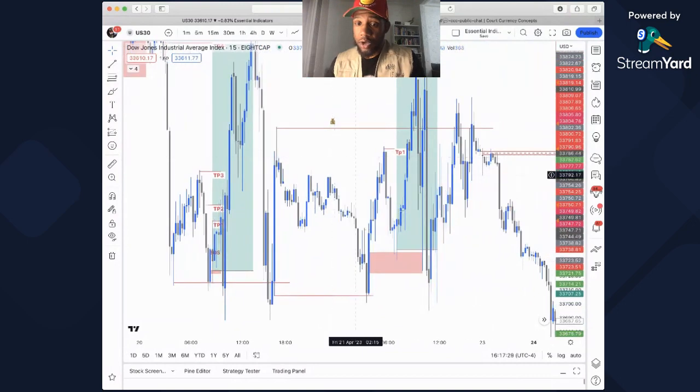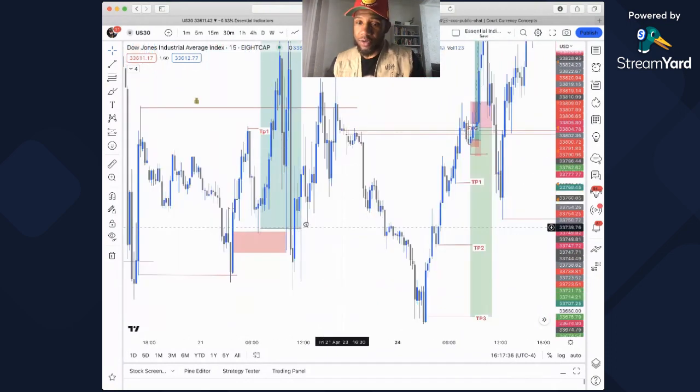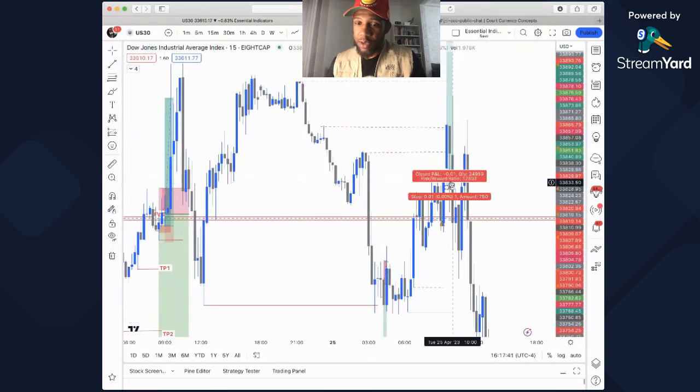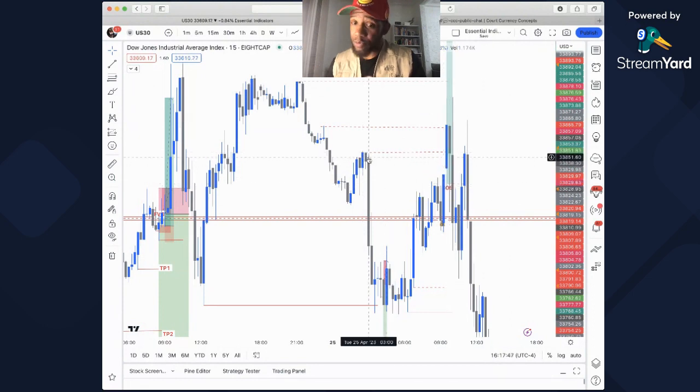So let's scan 'em. All right, so the first target was this next area of buy side liquidity. Sorry, I'm way off. Okay, yeah, here we go. My first target was this area of buy side liquidity. Boom. That's where I move stops to break even. Gotta protect your account, especially in this temperature right now.